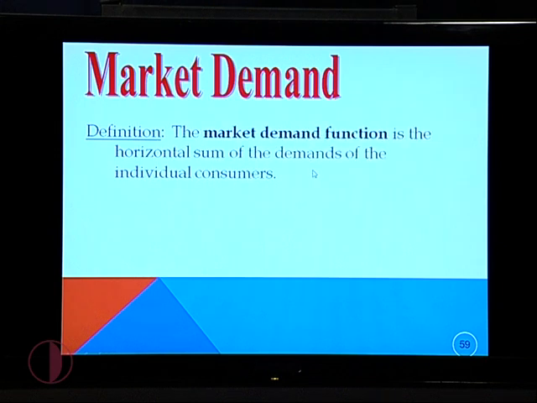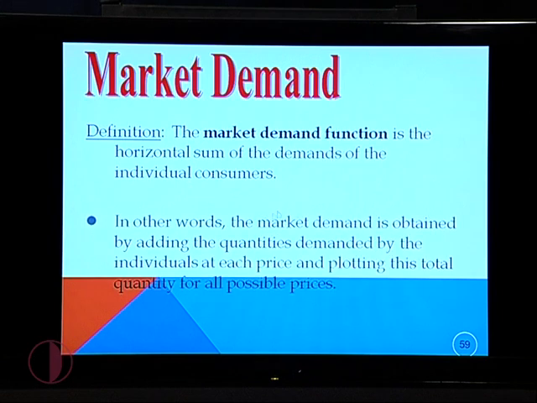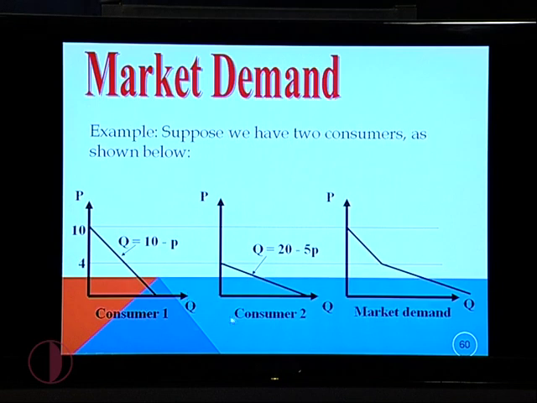The market demand function is the horizontal sum of the demands of the individual consumers. In other words, the market demand is obtained by adding the quantities demanded by the individuals at each price and plotting the total quantity for possible prices. As you are observing here, suppose we have two consumers, consumer 1 and consumer 2, as shown here. These combine on the same graph for the market demand, which is expanded and shifted to a higher level when we add them together and enlarge the aggregate level.